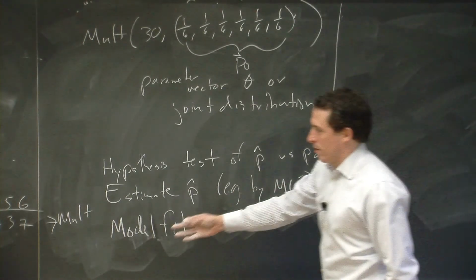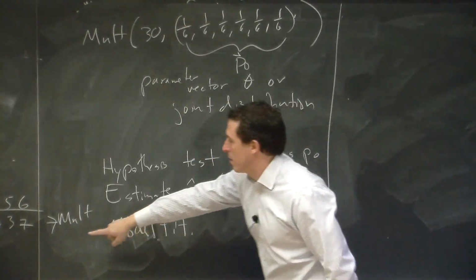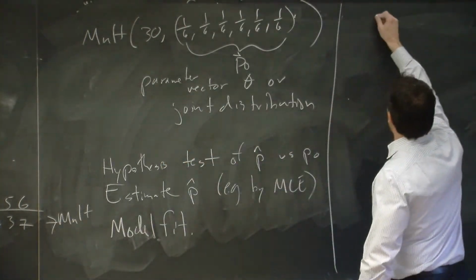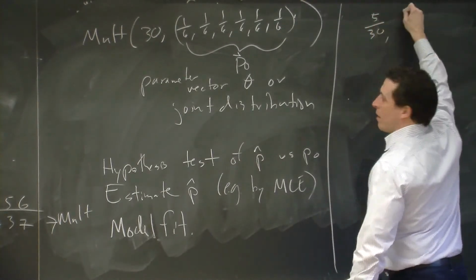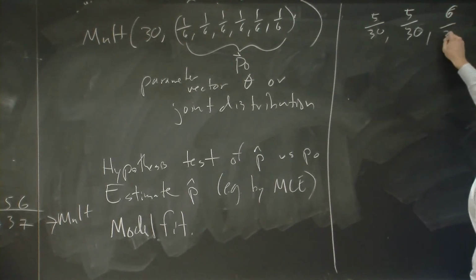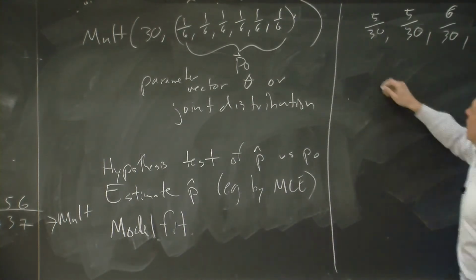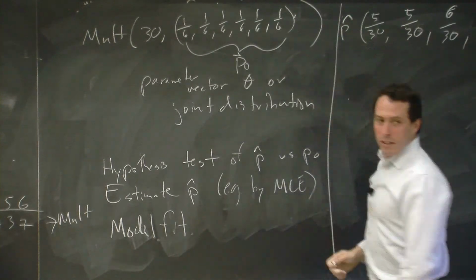Divide them, right? I just convert that to proportions. So my MLE for this, if this was my x, will be 5 over 30, 5 over 30, 6 over 30. I didn't prove this is the MLE, but I'm sure you'll believe me. 4 over 30, 3 over 30, and 7 over 30. That's my p hat.